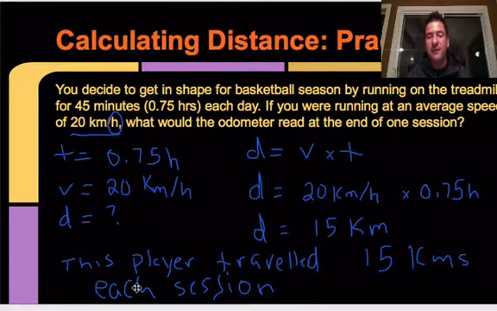So the player traveled 15 kilometers each session. So I could say in 2 sessions they travel 30 kilometers, 3 sessions they travel 45, in 4 they travel 60, and then they travel 75 in a 5-day week if they did this every week. So 75 kilometers they'd be running, which would be pretty good, and I'd be happy with that. Basketball is a running sport, and we want to have high endurance and muscular strength as we play it.